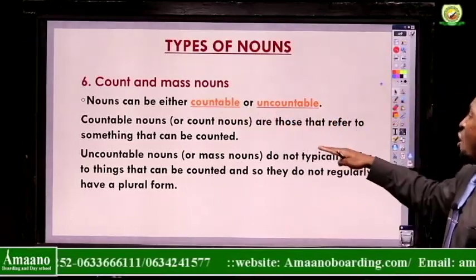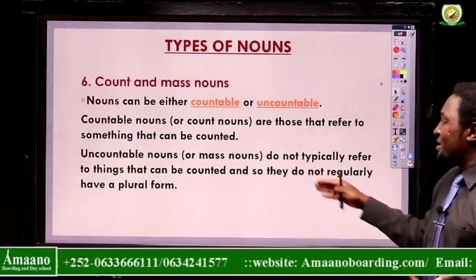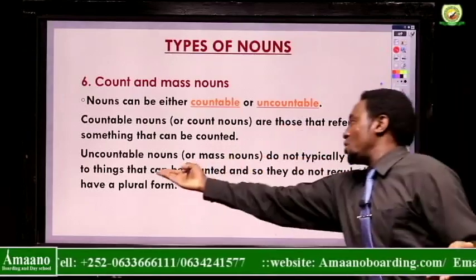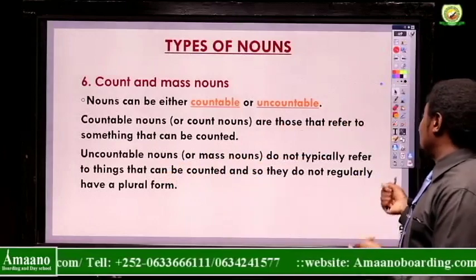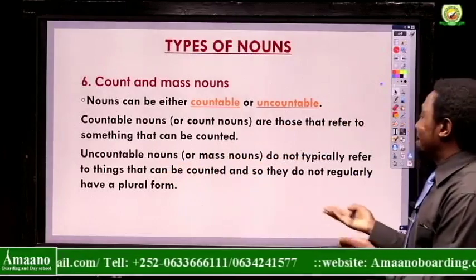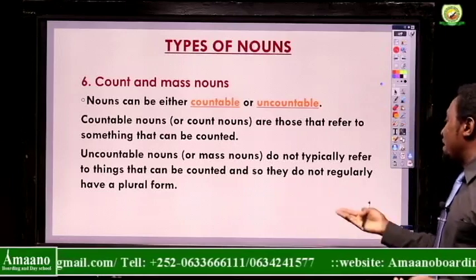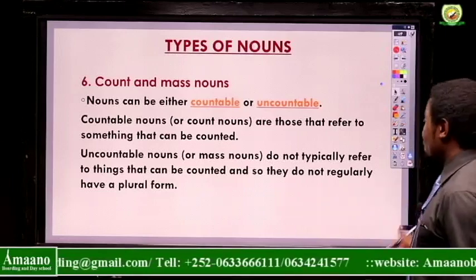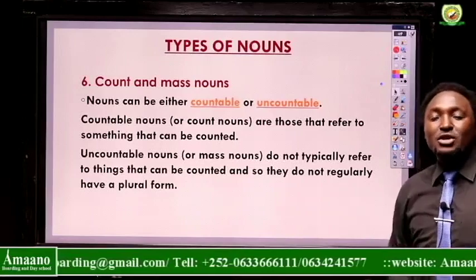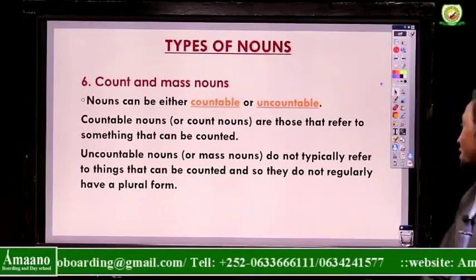Countable nouns or count nouns are those that refer to something that can be counted, and uncountable refers to nouns or mass nouns. They do not typically refer to things that can be counted, and so they do not regularly have a plural form. So you cannot say waters. We have water because it exists as one.